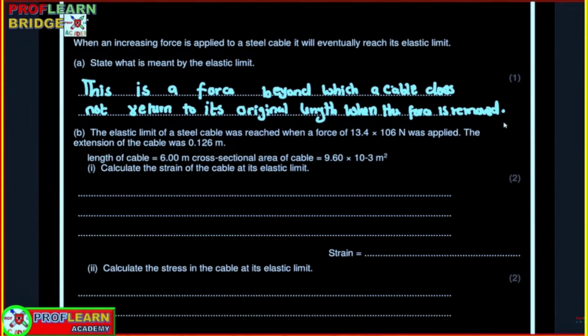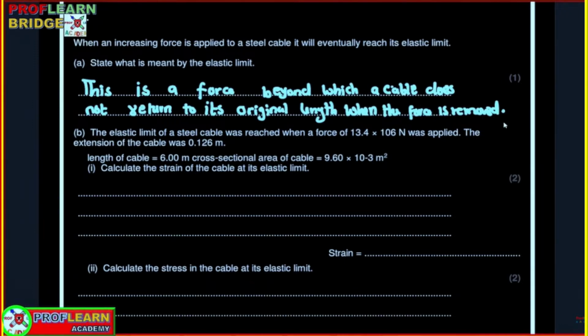The elastic limit of a steel cable was reached when a force of 13.4 times 10 raised to power 6 newtons was applied. The extension of the cable was 0.126 meters. The length of the cable is 6 meters. The cross-section area of the cable is 9.60 times 10 raised to power negative 3 square meters. Calculate the strain and stress of the cable at its elastic limit.